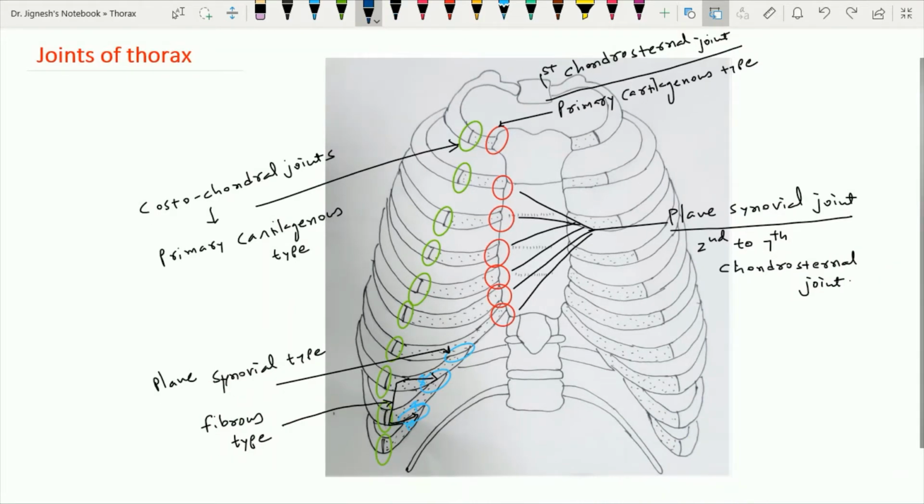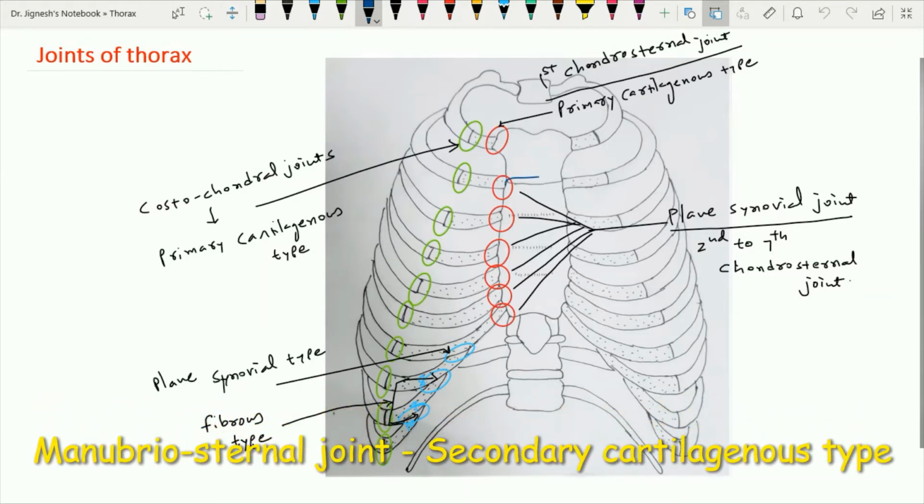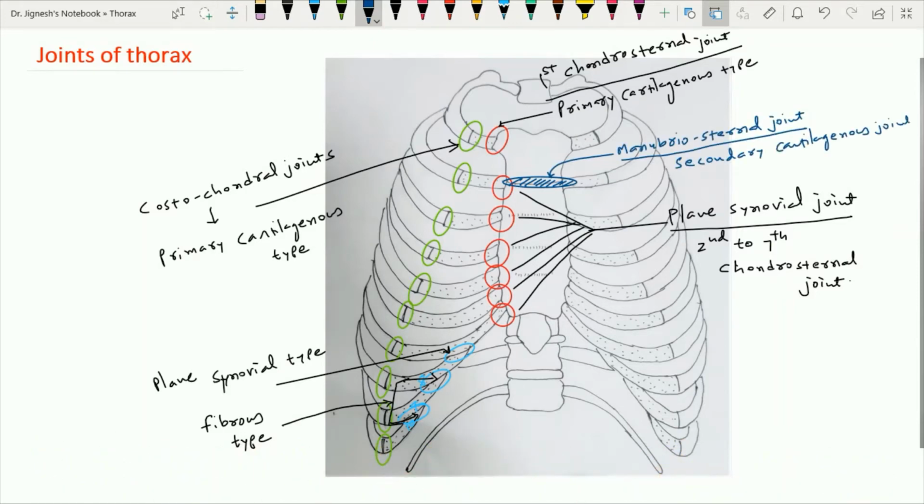Now two more joints are also present within this bony framework of the thoracic cavity, and these are between the parts of the sternum. The first one present here is the manubriosternal joint, and this manubriosternal joint is a secondary cartilaginous joint. It is responsible for the movement of the body of the sternum during inspiration as well as expiration. So a very slight amount of movement is possible with this manubriosternal joint.